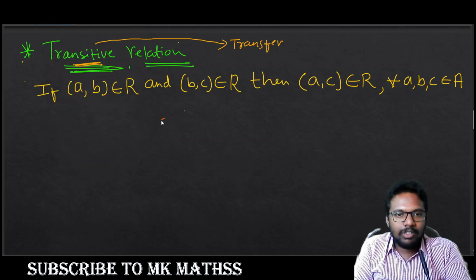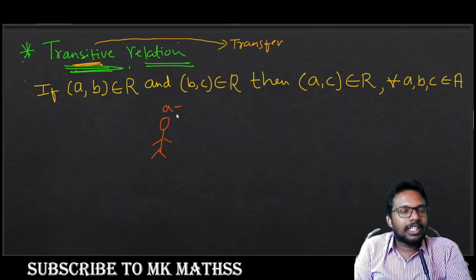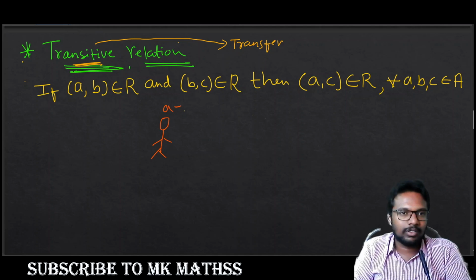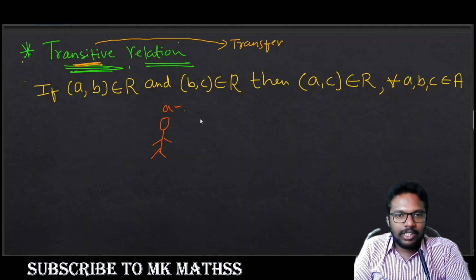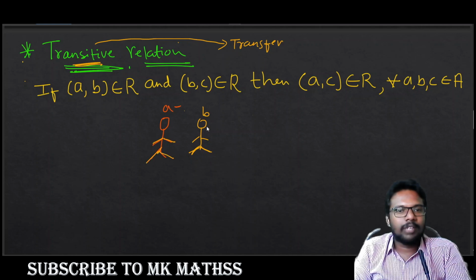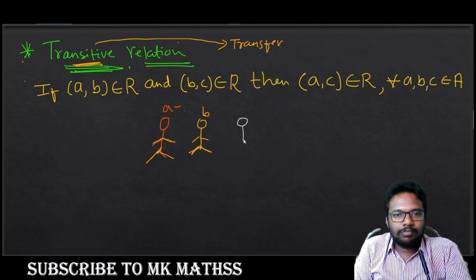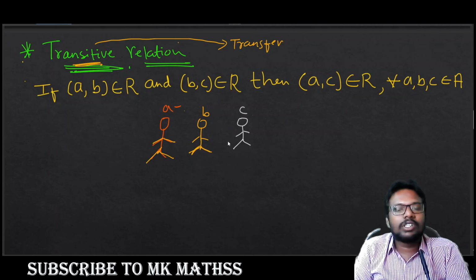Now I consider one person. This is A, the small letter a that I denoted. In mathematics, the small letter a is an element. Here I am denoting that element as a person for the sake of simplicity, and it is easy to understand also. Next I denote another person B. So this is A, this is B. Next, consider another person C. So this is person C.